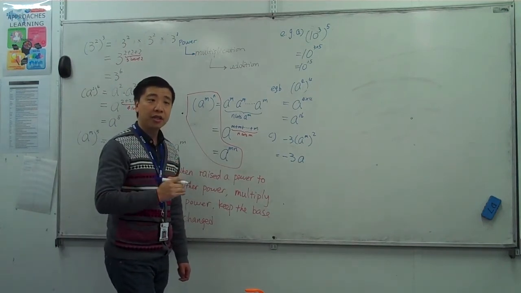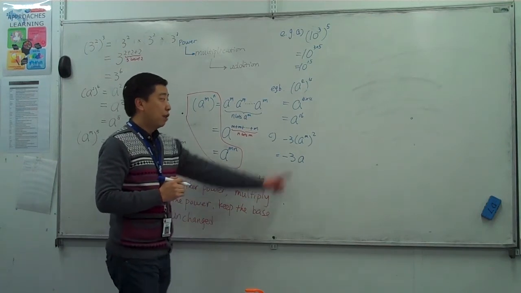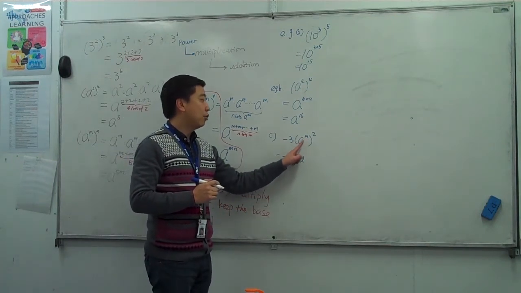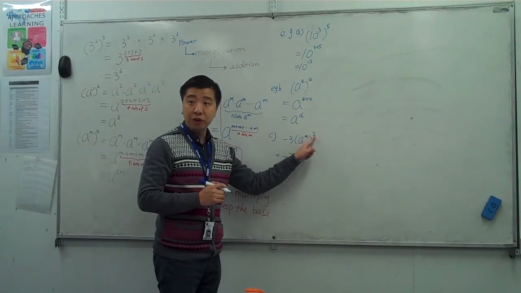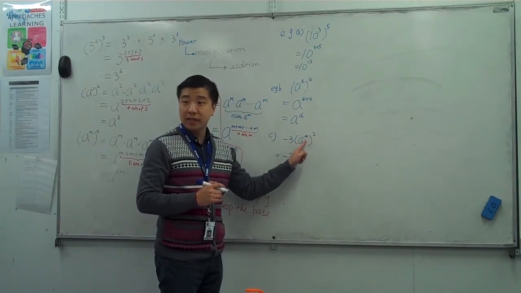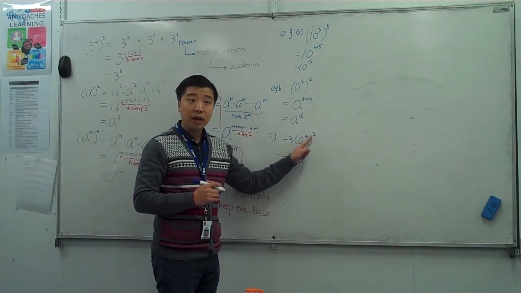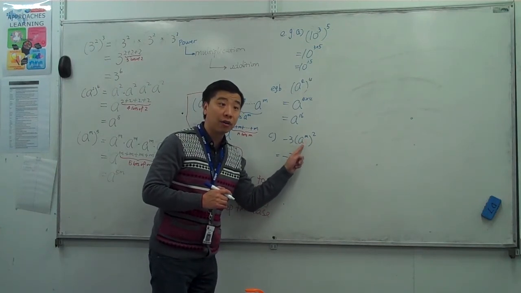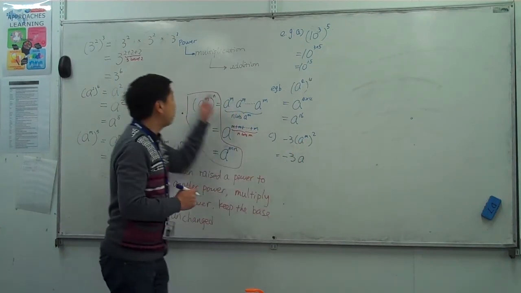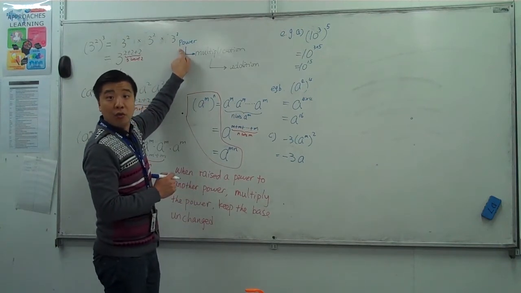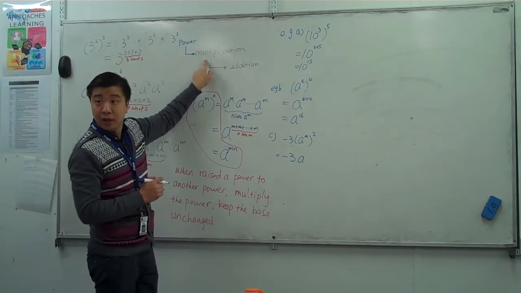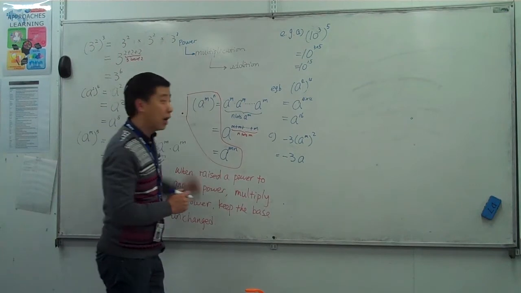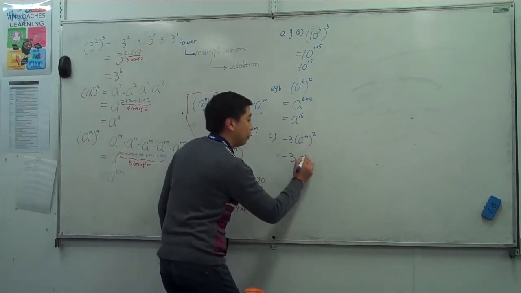Alright, your thinking is important, everyone. For this question, a to the power of m, to the power of 2, what calculation is that? It's the power calculation, is that correct? So for the power calculation, what do you do for the power? You multiply them, okay? So that is 2 times m, which is 2m.